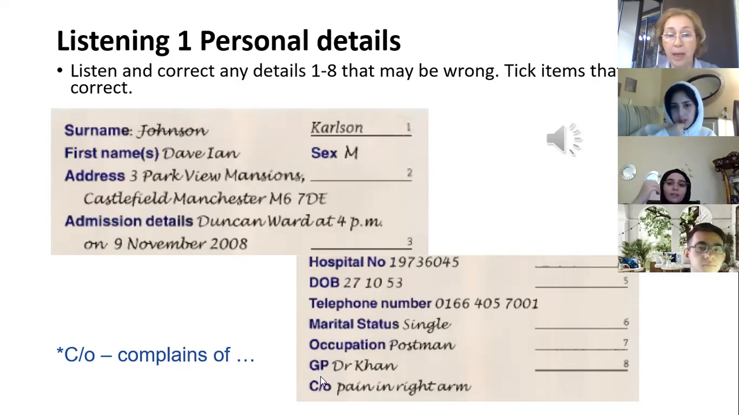Okay, thank you. And do you remember on line 8, there is GP? What does it stand for? General practitioner. General practitioner, right. You've got a good memory. And CO stands for complains of, so what the patient is complaining of.